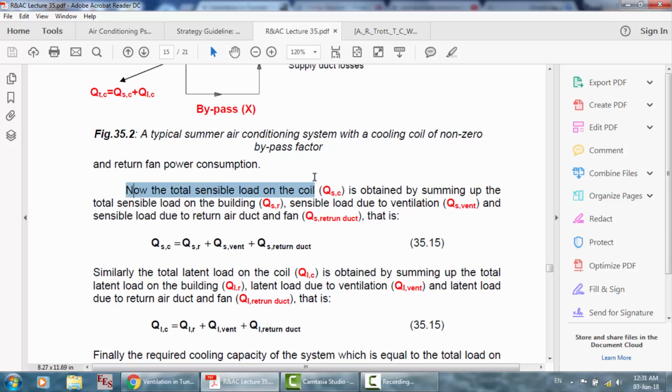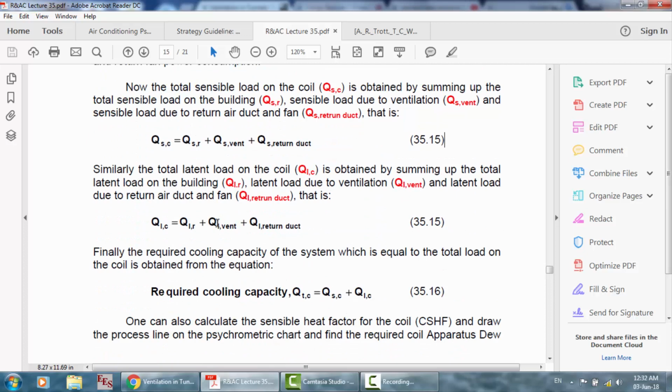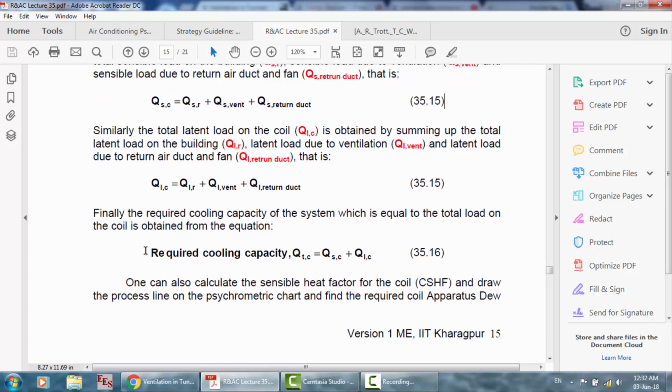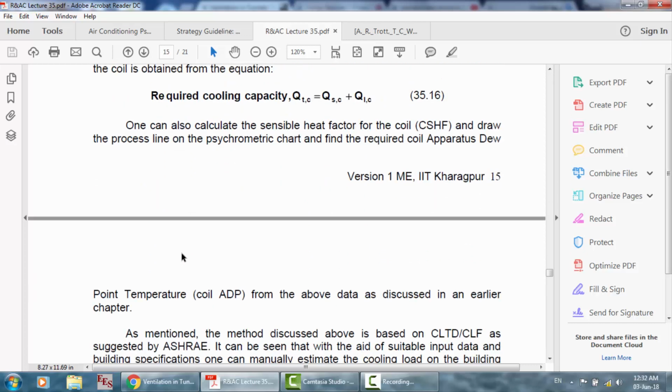Now, the total sensible load on the coil is obtained by summing the total sensible load on the building QSR, the sensible load due to ventilation, and the sensible load due to the return air duct and fan. So 1, 2, 3, and then you can get to the sensible. Similarly for the latent, and the required cooling capacity is the summation of the sensible and latent. This is the total that we get from our analysis program in just one click, and you do not know what exactly happened. That's why you must know these fundamentals and check the equations again and again.